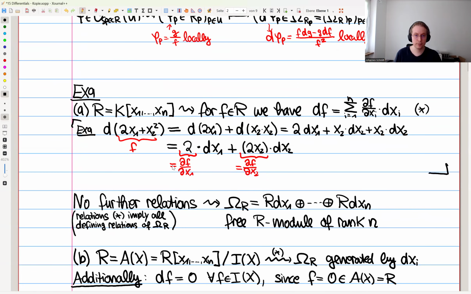And then the next more interesting case is if we ask for some equations. If inside this affine space, which has this as a coordinate ring, we impose some extra conditions.